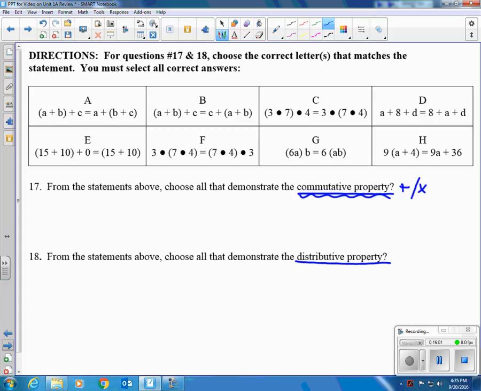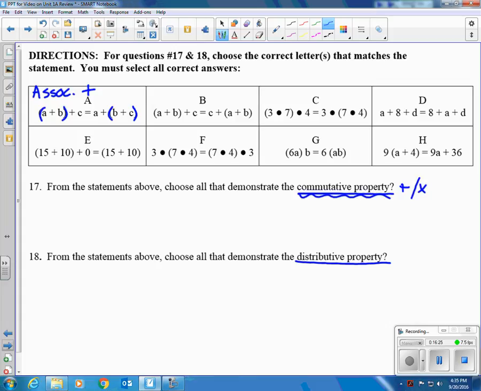So for A, we have parentheses A plus B, plus C, and then we have A plus, and then the parentheses are B plus C. So I can tell that the thing that changed here was my parentheses. So this is my associative property. So I'm looking for associative property, and this is of addition because everything is addition. So that's associative property of addition.